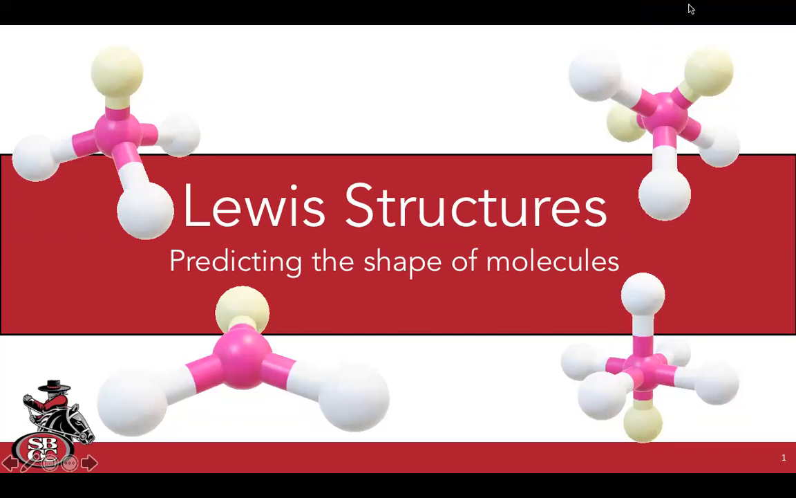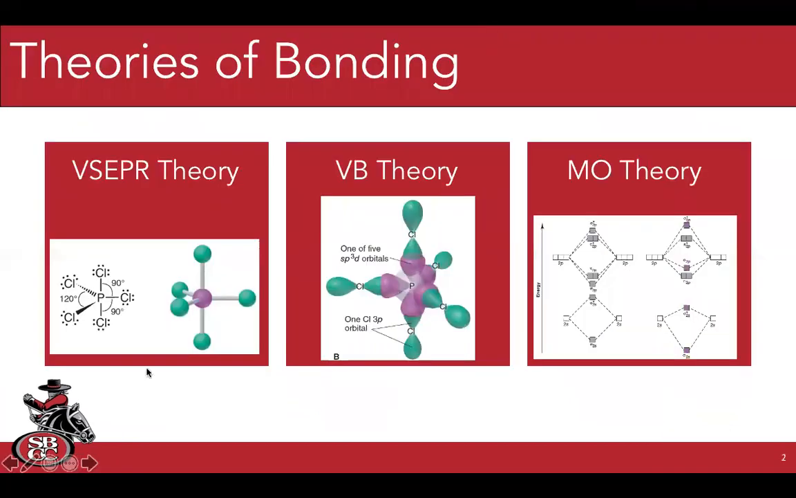So tonight we're going to be talking about Lewis structures and the different theories that shape the bonding of molecules. There are three main bonding theories that we learn in general chemistry. VSEPR theory, which says that electron-dense groups will repel each other as far as possible, and that will dictate the general shape of the molecule.